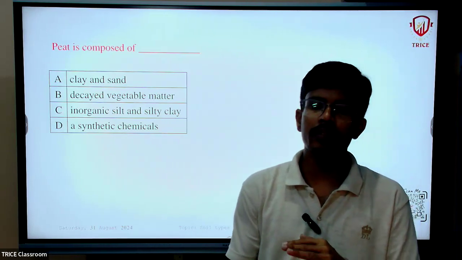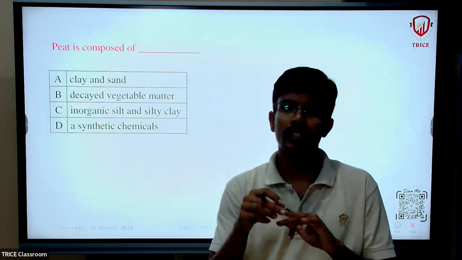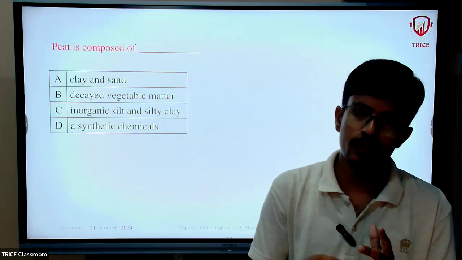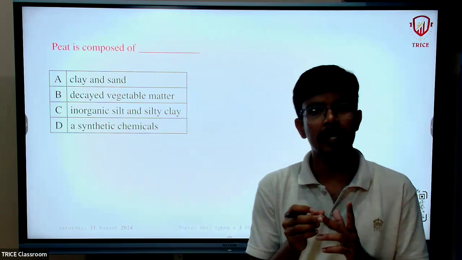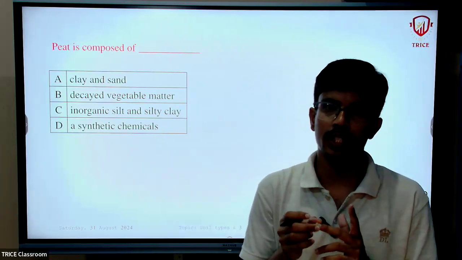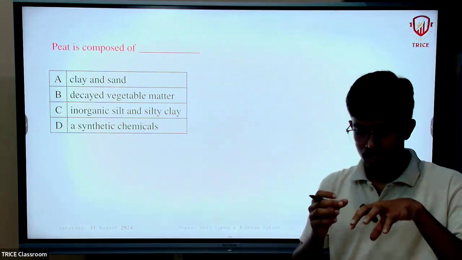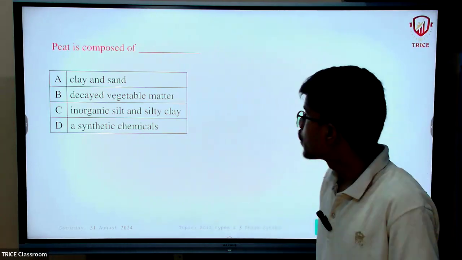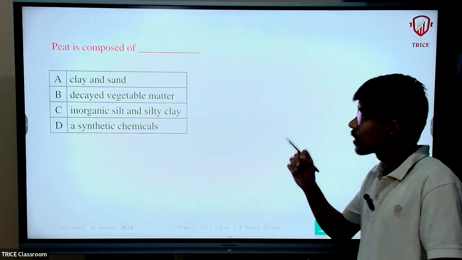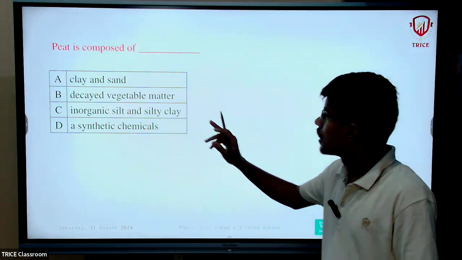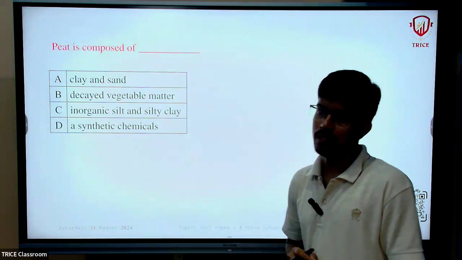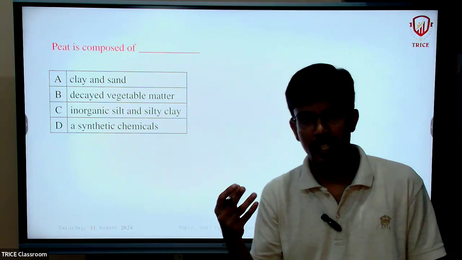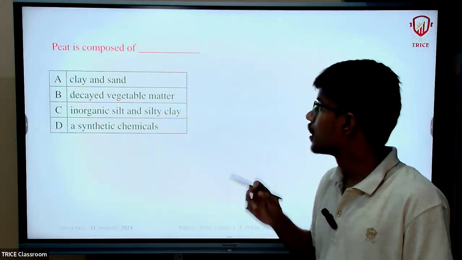The inorganic soils are either silt or clay soils. The organic soils come under the peaty soils or the humus soils. Humus is nothing but soil that has a certain moisture in it, so it is humus in nature. Here, peat is a composite of decayed vegetable matter, which may include animal decay.